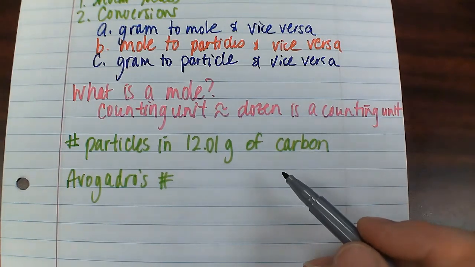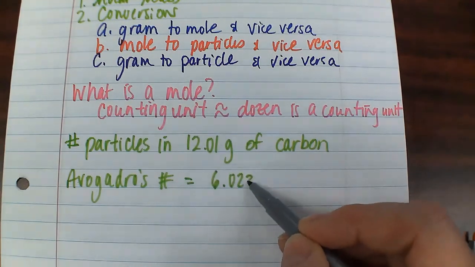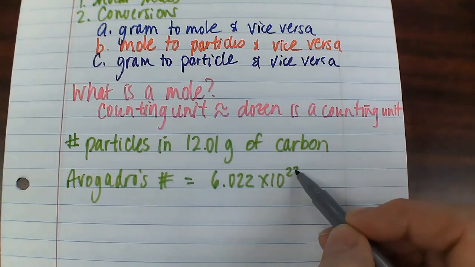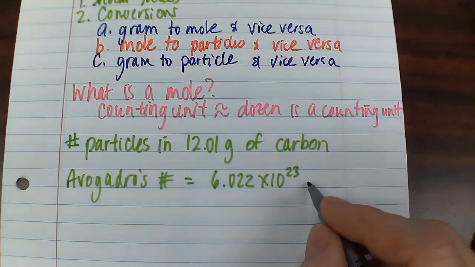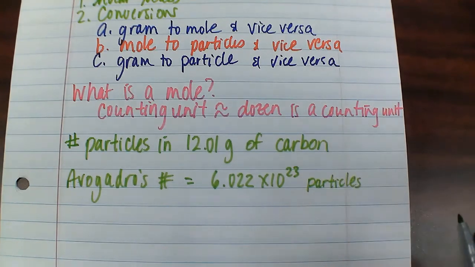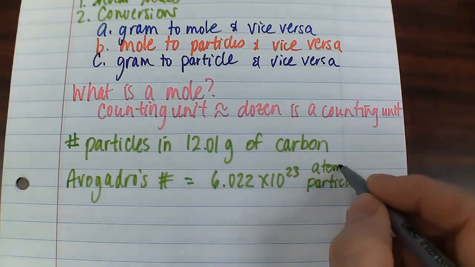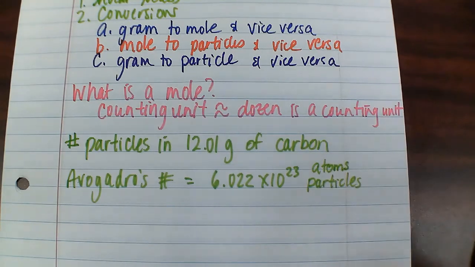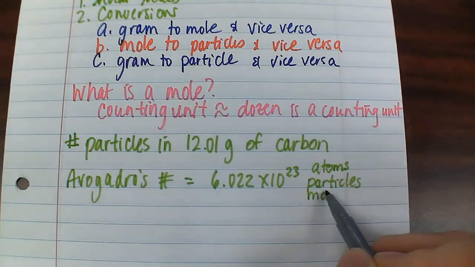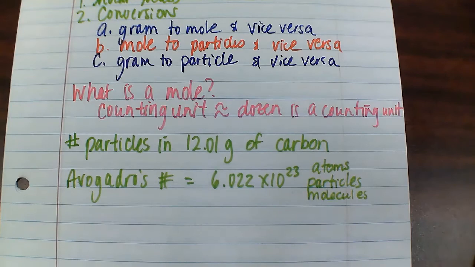And so, yeah, Avogadro's number is 6.022 times 10 to the 23rd particles. But that label doesn't always have to be particles. It could be atoms. It could be molecules. It depends on what the thing is that we have a mole of.